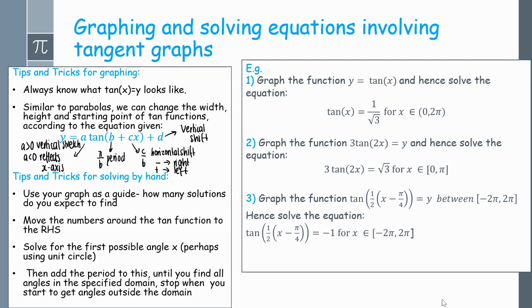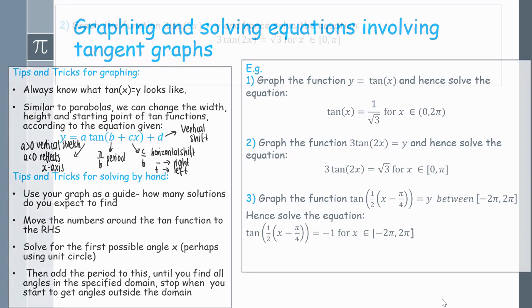Once we've done that, we can solve equations by hand. We use our graph as a guide. Then there are a few steps I'll take you through, including moving any numbers outside the tan function to the right-hand side. We solve the equation for just one angle, and we can normally use trig to do that, or one value of x. Then we add the period to this until we find all of the values for x within the specified domain that solve the function.